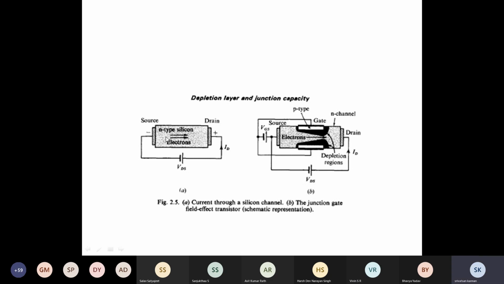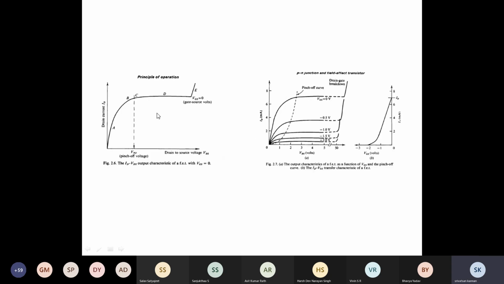So when the reverse bias voltage increases, what will happen? The depletion region gets increased and it narrows down the channel. The width of the channel is reduced, so it causes a reduction of current. So this is the basic principle of the field effect transistor. I think all of you have understood this basic mechanism of the field effect transistor, right? Any doubt in this?